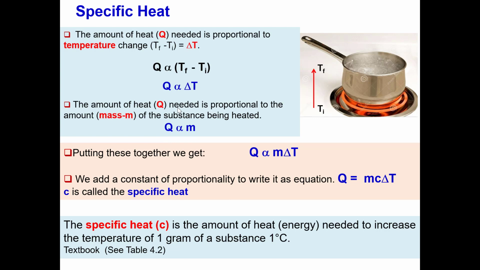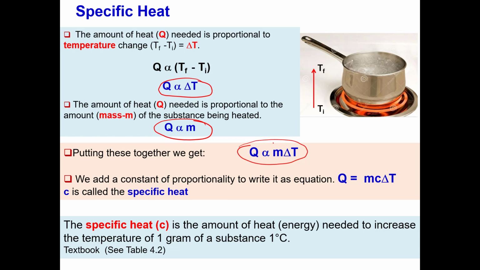Yes, more mass indicates more heat. And this is why the heat and the mass are directly proportional. If we put these two relations together, then we will get this proportionality. Heat is directly proportional to the mass, but heat is also directly proportional to the change in temperature.